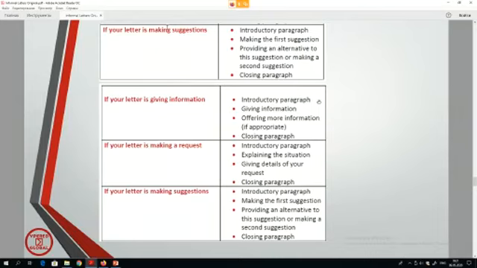If your letter is making a request, you should start again with the introduction, explaining the situation, giving details of your request, and closing paragraph. The same concerns the letter to make suggestions: introduction, making the first suggestion, providing an alternative, and closing paragraph. But this concerns letters that either make suggestions, give information, or make requests, but sometimes there will be just one function, like we discussed previously.